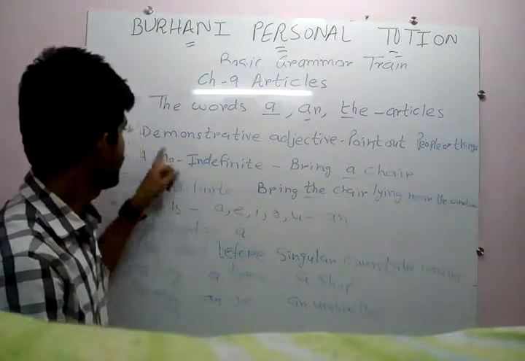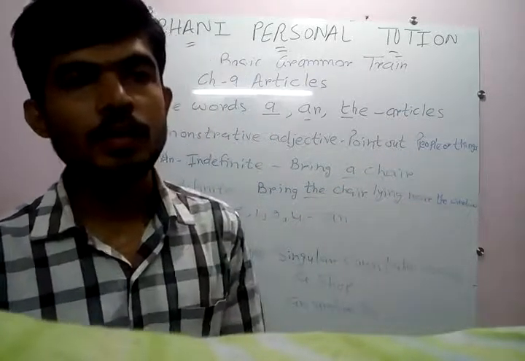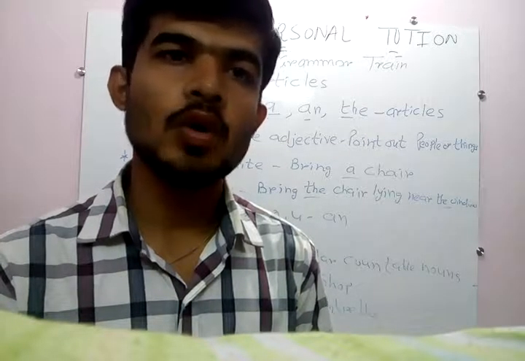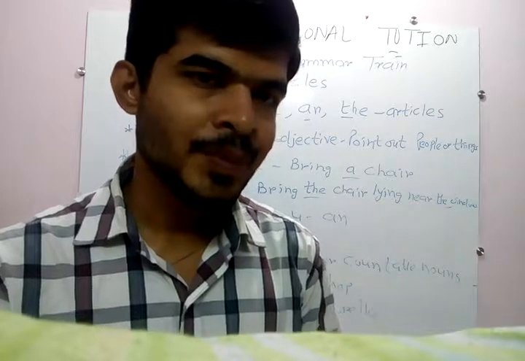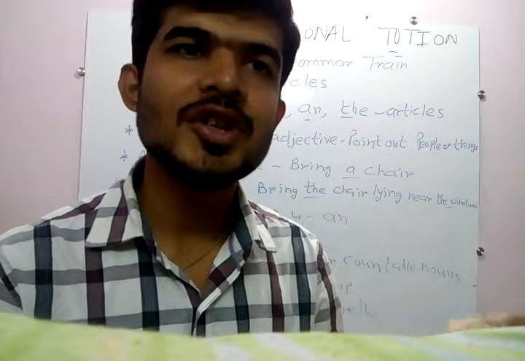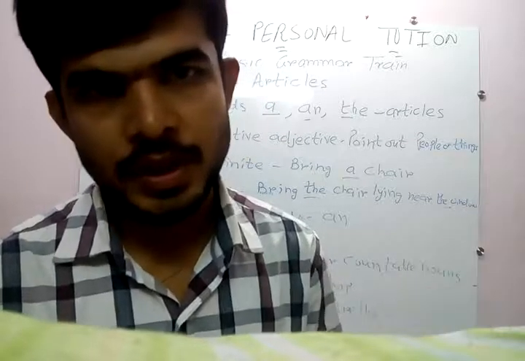Demonstrative adjectives point out people or things. In the adjective part we have learned that the words which point out a noun are called demonstrative adjectives. The same work is done by an article. That's why they are also called demonstrative adjectives. They are used to point out a thing and a person.